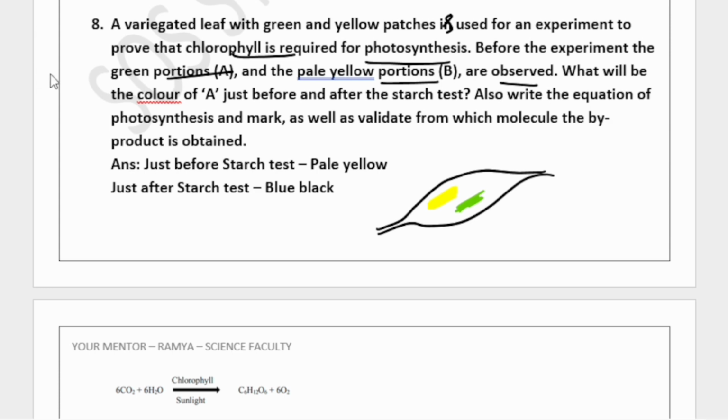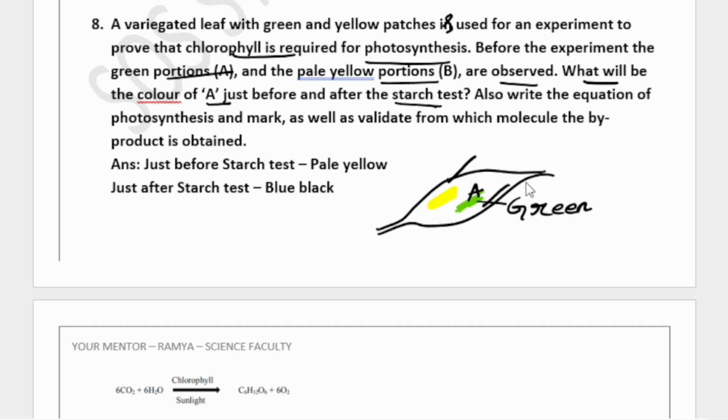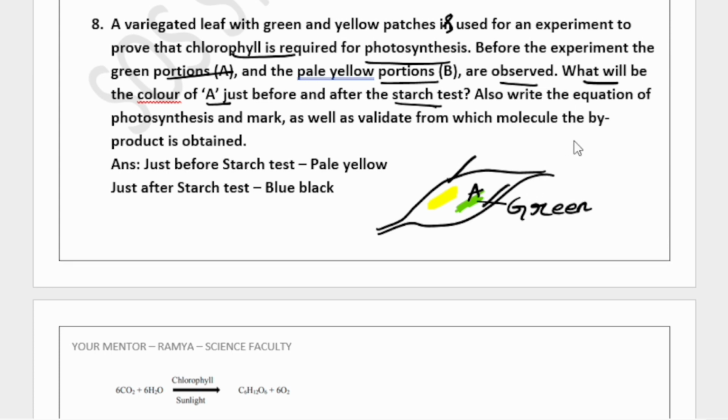Okay, so what they are asking here is, these two patches have been observed. So what will be the color of A just before and after the starch test? They are asking. There are two colors. One is the yellow color you are observing, one is the green color you are observing. My question is, what is the color of this A? What is this A? A is the green color, correct? What is the color of this green patch on the leaf before and after the starch test? Okay, also write the equation for photosynthesis and mark as well as validate from which molecule the byproduct is obtained.